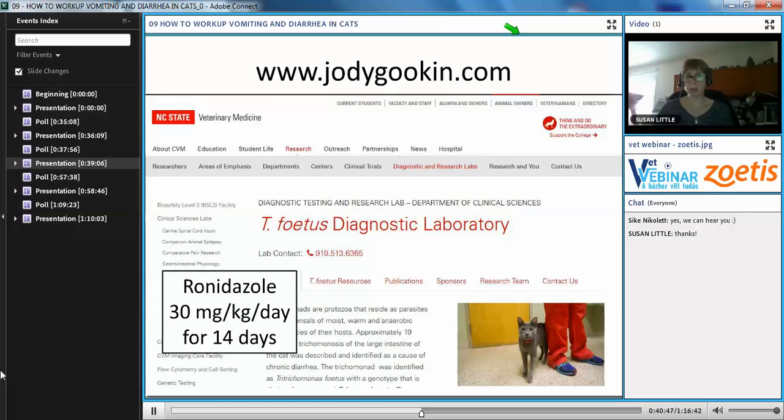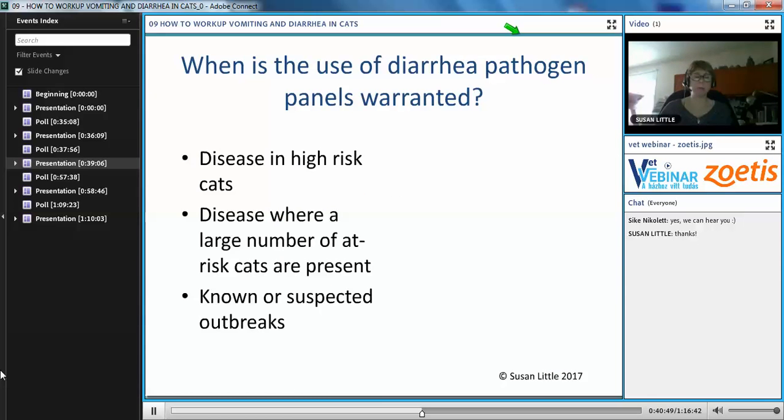So we've talked a little bit about these panels and how sometimes we might want to focus down on just one or two pathogens, but there might be times when you want to run the whole panel. So for example, if you're trying to find the answer to disease in higher risk cats, these could be immunosuppressed cats, for example, or cats with multiple concurrent diseases. It could be a situation where there's a lot of cats at risk, so a shelter or a breeding cattery.